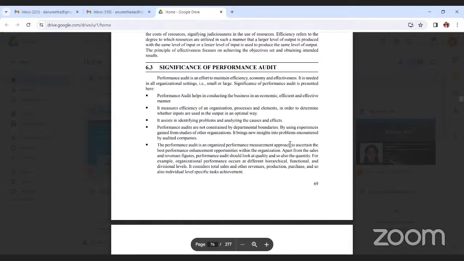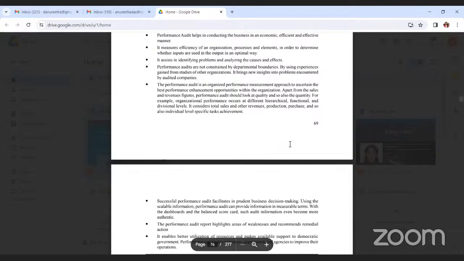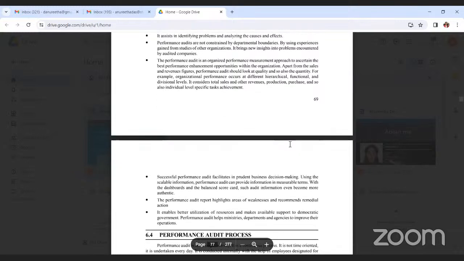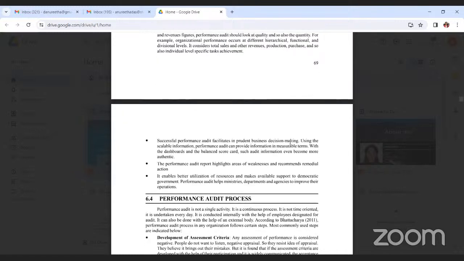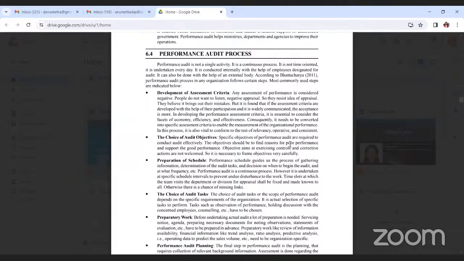It will ensure that we are studying the organization's insights better. It will also help us to create the quality and the quantity, like the hierarchy, the functional, the divisional levels. And it will also give you a view of weaknesses and the remedial actions and the decision making and better utilization of resources.